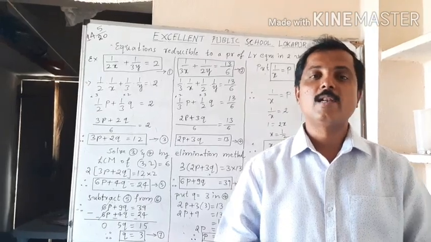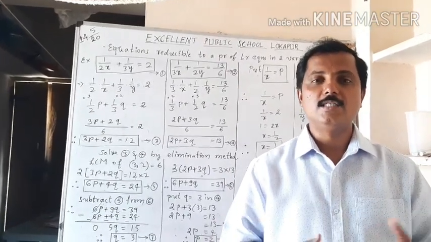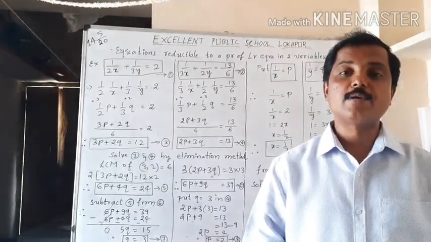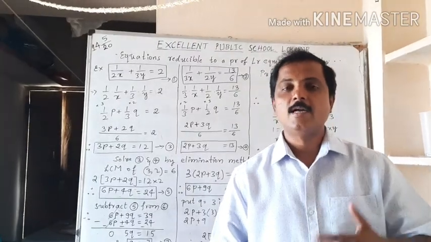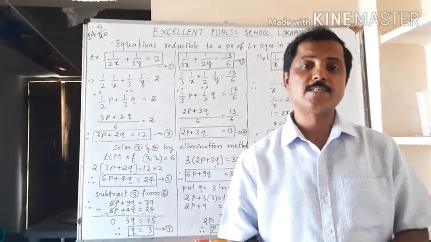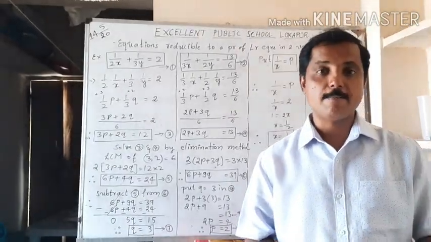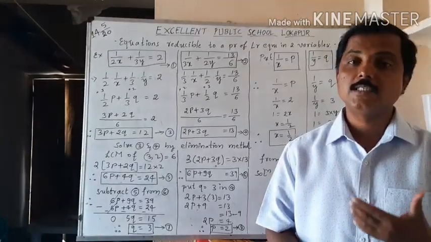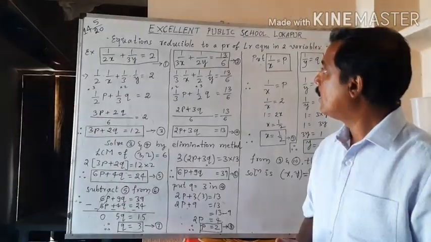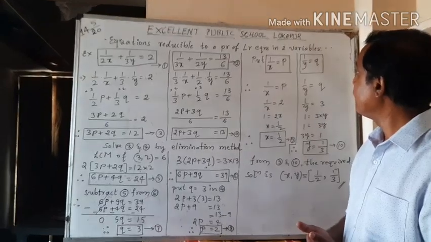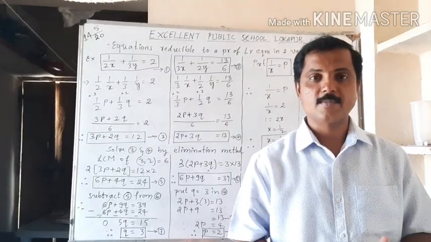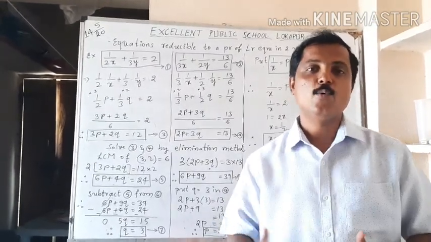Today we will learn a different type of question in a pair of linear equations in two variables. Till yesterday we have learned to find the solution to a pair of linear equations in two variables by different methods. And today we will learn a new concept, a new type of problem, that is equations reducible to a pair of linear equations in two variables and how to find their solution. Okay, let us start this session with an example.